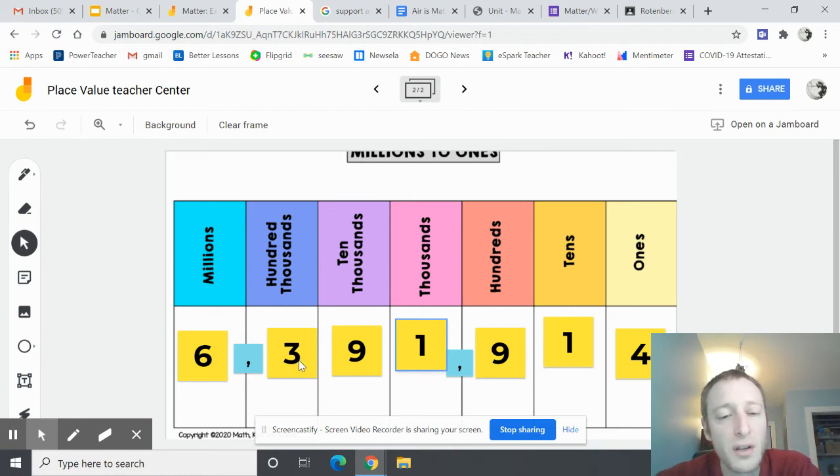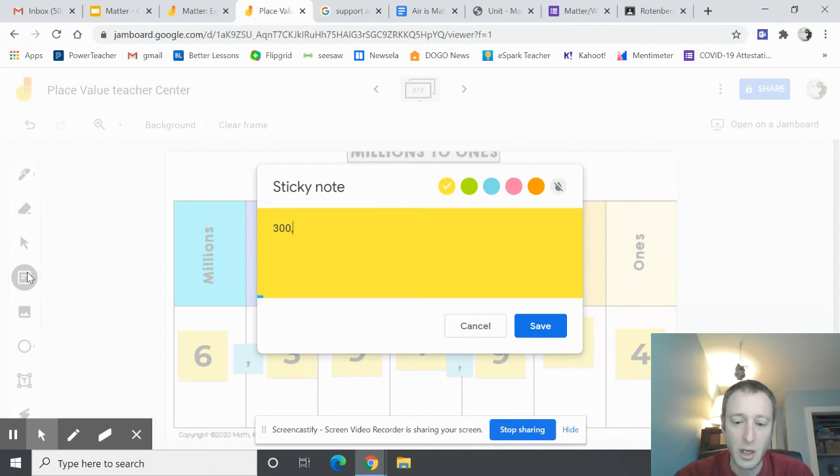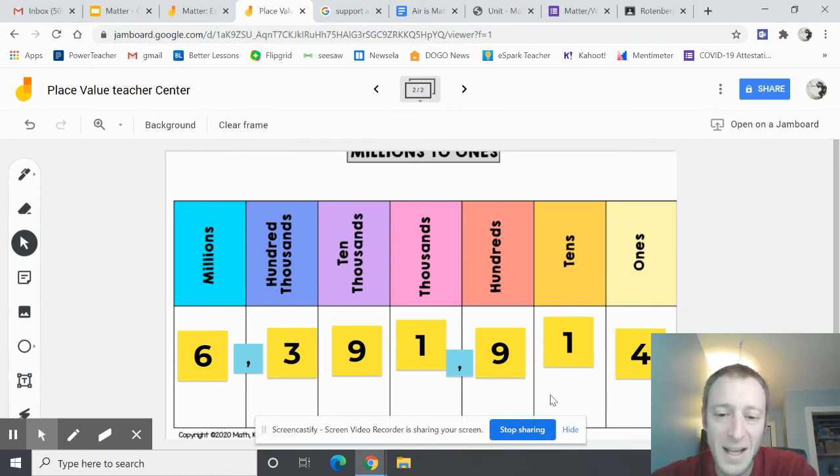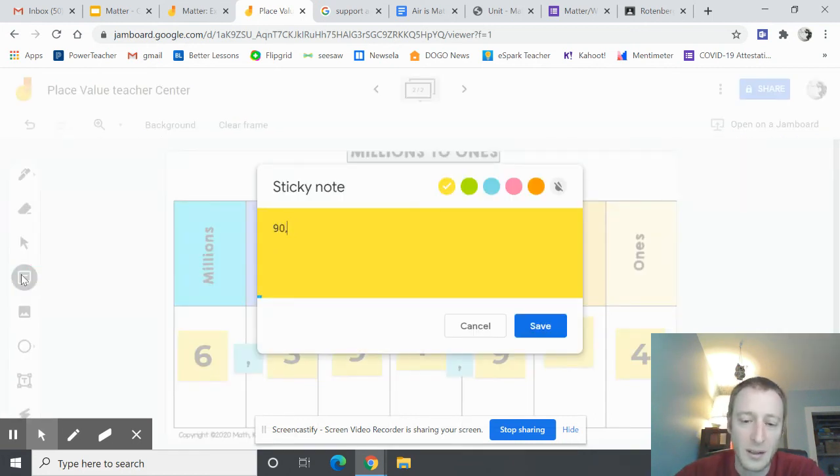How about this 3? What's the value of this 3? Well, the 3 is in the 100,000s place, which means it's worth 300,000, right? How about this 9 and this 9? This 9 is in the hundreds place. This 9 is in the 10,000s place. Which 9 has a higher value? Well, obviously, the 9 in the 10,000s place does, because this 9 is worth 90,000, right? Whereas the 9 in the hundreds place is only worth 900, right? So obviously 90,000 is worth more than 900.